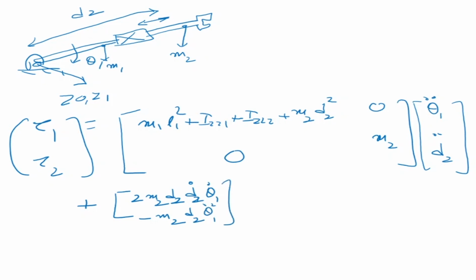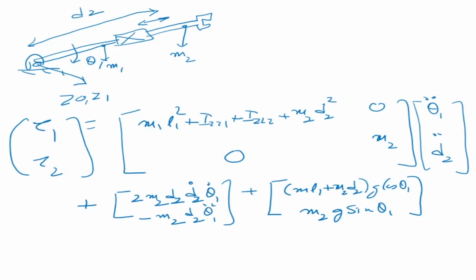Finally we have the gravity term, which comes out to be (M1 L1 plus M2 d2) into g cos theta 1, and the second term is M2 g sine theta 1. Please refer to the previous lecture for how we derived these terms. In the previous class, I derived tau 1 equal to something and tau 2 equal to something. Now I'm writing it in matrix form, and it comes out like this.